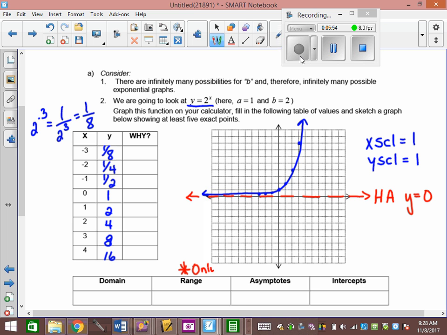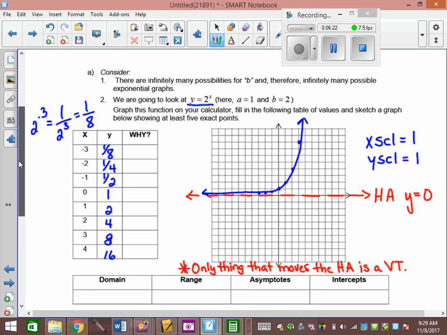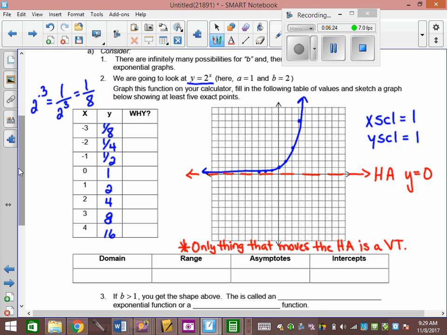Only some serious symbols here. A short form. The only thing that moves the horizontal asymptote is a vertical translation. Means the HA is the VUT. It's my own language.